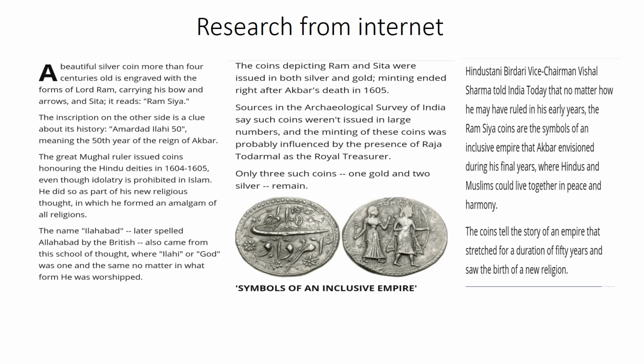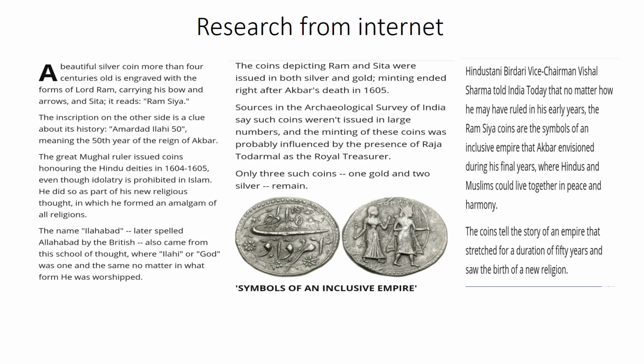So what Vishal Sharma told India Today, he said that no matter how he may have ruled, यानी Emperor Akbar, he may have ruled in his early years, the Ramsiya coins are the symbols of inclusive empire. Inclusive empire का मतलब होता है सब लोगों को साथ में रखना, किसी को भी छोड़ना नहीं अपने किंगडम में. इंक्लूसिव मतलब ऑल. ओके. All people. That Akbar envisioned during his final years, where Hindus and Muslims could live together in peace and harmony.